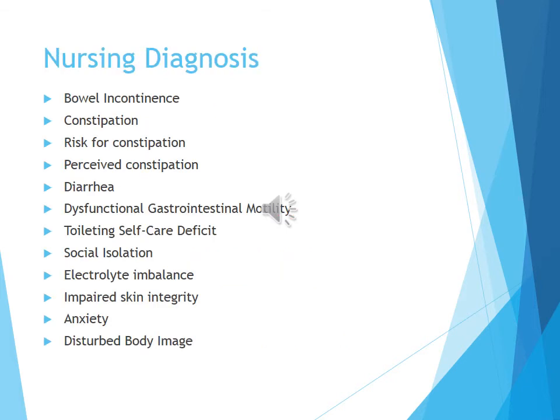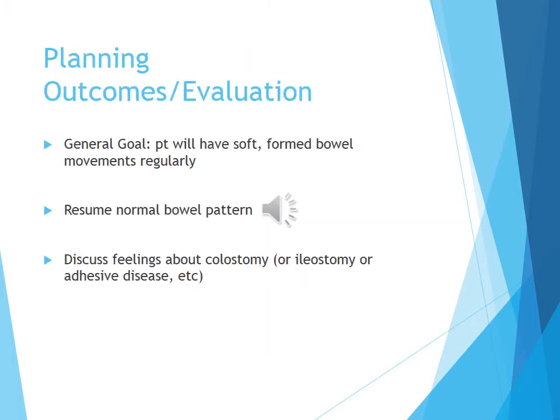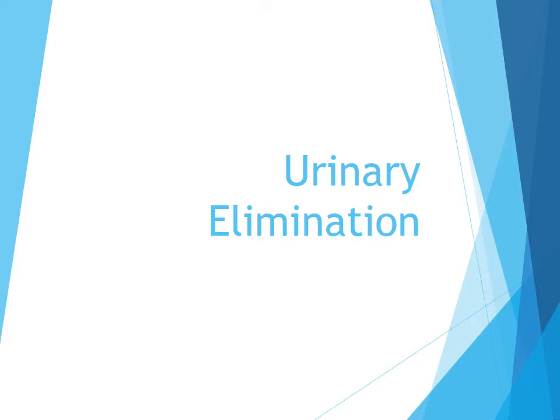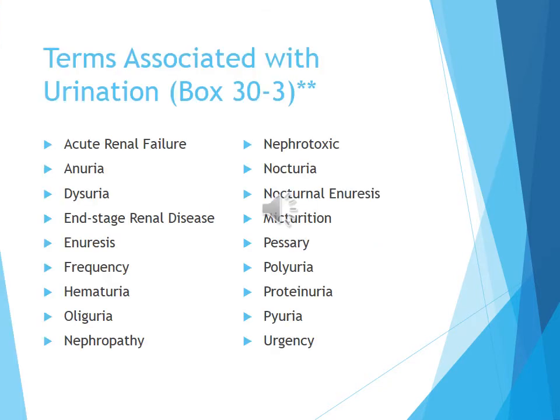And then it goes on to name many nursing diagnoses that you have probably seen before. Talk about planning, outcomes, and evaluation. So you have general goal: patient will have soft form bowel movements regular, resume normal bowel pattern, and then if they have a colostomy or anything like that, you want them to be able to discuss their feelings regarding that. And here is the list of terms that you should know. And they're good ones to know, because throughout your career you'll run into them.